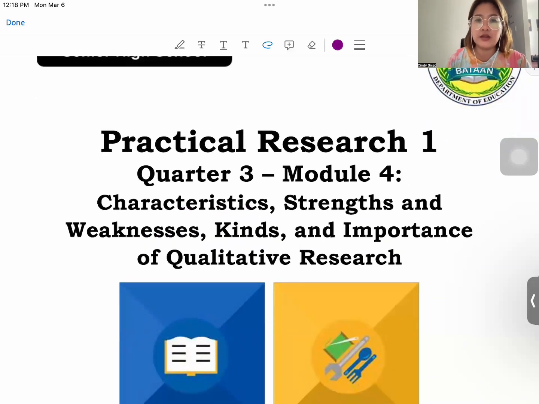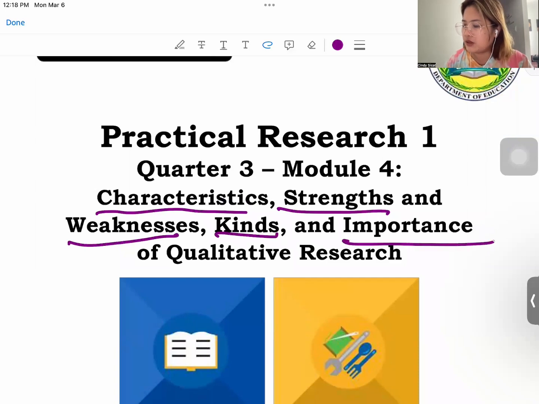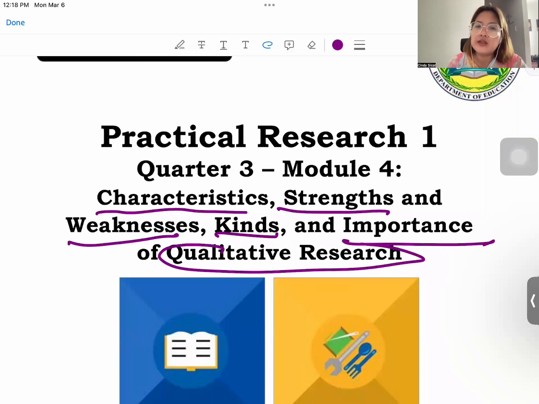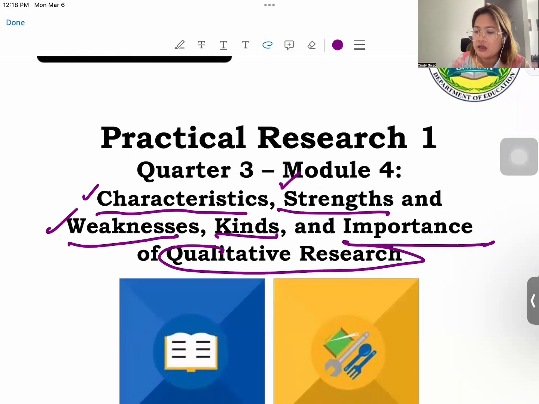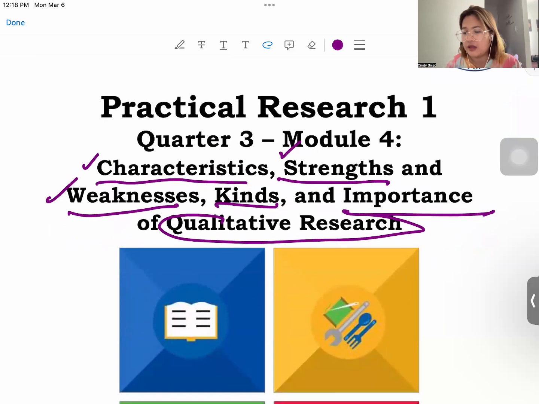So for today, we're going to study Practical Research 1, Module 4. This includes characteristics, strengths, weaknesses, kinds, and importance of qualitative research. It is important that we know its characteristics, strengths and weaknesses so that we have the overall picture when we get to write this type of research.